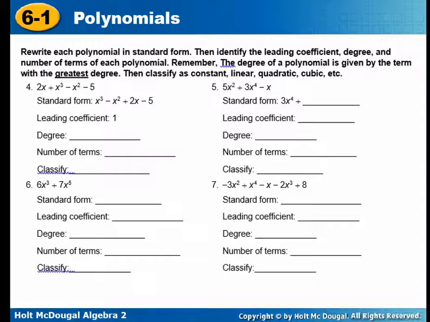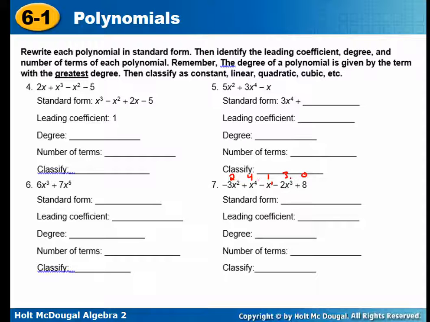Here are your examples from your worksheet. Let's see if there are any that look tricky. Let's do number 7. In number 7, it's got 1, 2, 3, 4, 5 terms. That's a lot of terms. Let's write the degree of each term above it. The first term would have a degree of 2 because the exponent is 2. This has a degree of 4. This has a degree of 1 because really there's an exponent of 1. This has a degree of 3, and this has a degree of 0.